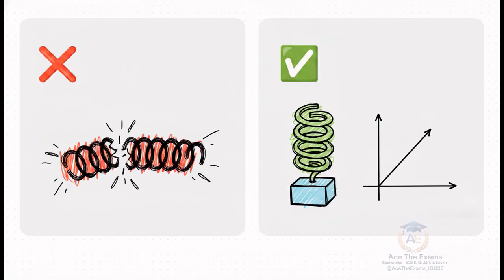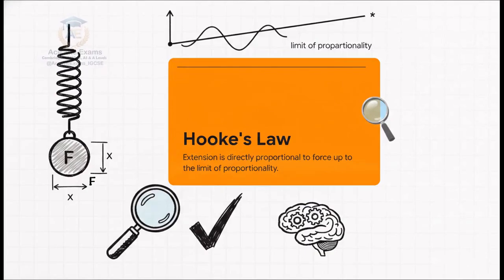Now watch the framework in action for a top-band answer. Concept: extension is directly proportional to the applied force. Evidence: as shown in the graph, when force doubles from 2 newtons to 4 newtons, extension doubles from 5 centimeters to 10 centimeters. Scientific reasoning: this demonstrates a constant gradient. And finally, examiner wording: therefore, the spring obeys Hooke's law. Do you see the difference there? It's night and day. And right there is where your terminology either makes or breaks you.